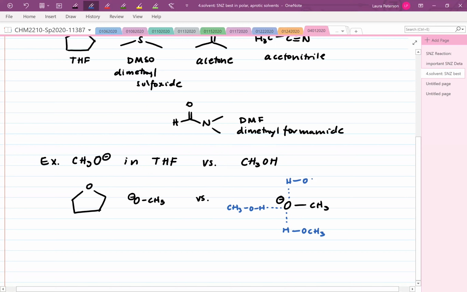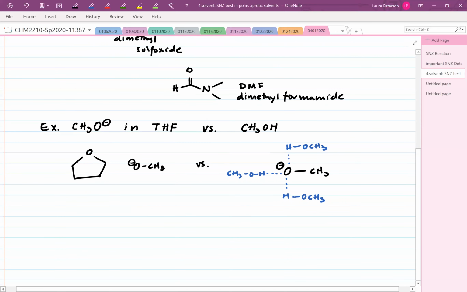Okay, so we have the potential for 3 different hydrogen bonds between that oxygen anion of our nucleophile and the solvent molecule. So that's an example of solvation. If you think about that oxygen anion's ability to be a nucleophile in this case, what would have to happen first is we would have to break all these hydrogen bonds between oxygen and the protons. We'd have to break all those hydrogen bonds before that oxygen anion could act as a nucleophile.